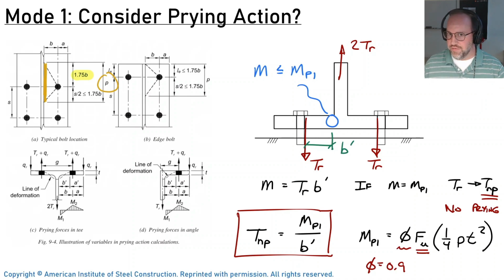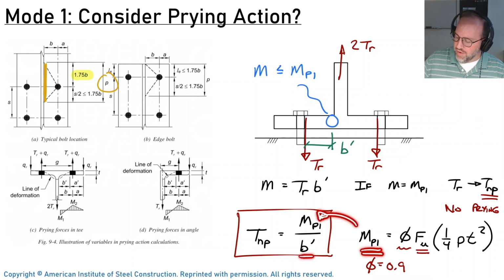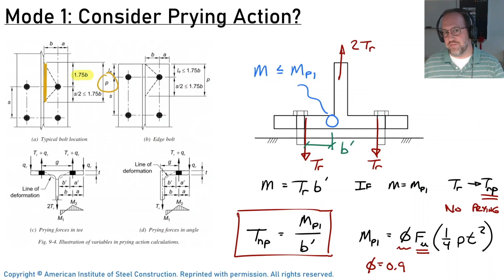So that's a different phi factor than what we use for the bolt itself. Either way, as long as you're adopting this equation for a plastic moment capacity, it gets subbed right in here. You have a moment arm, and that is the limit for when you need to consider prying action. So now let's say we do need to consider prying action. How do we do that?